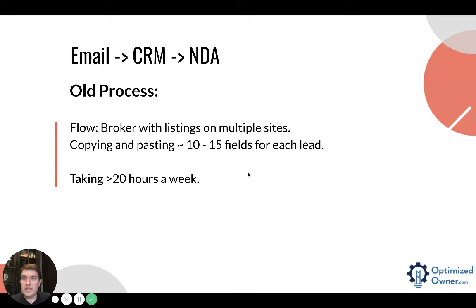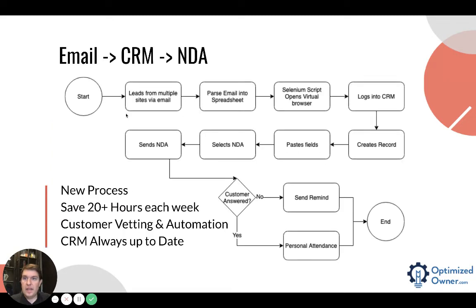So the old process for this client: he's a business broker and had listings on multiple sites, 5 or 6 different websites, and everything was coming into his inbox, and it was driving him crazy. Because he was spending over 20 hours a week just managing the inflow of leads, many of whom were not very good leads. So what we did was we took the process and mapped it out.